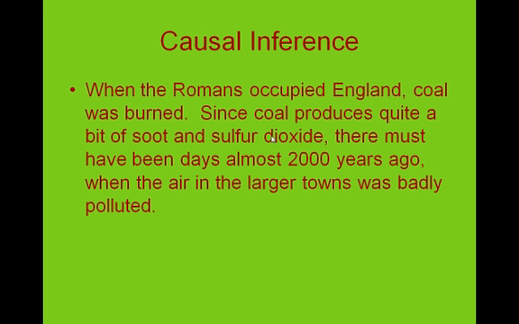A causal inference is an argument made from a cause and an effect. Here's an example. When the Romans occupied England, coal was burned. Since coal produces quite a bit of soot and sulfur dioxide, there must have been days almost 2,000 years ago when the air in larger towns was badly polluted.